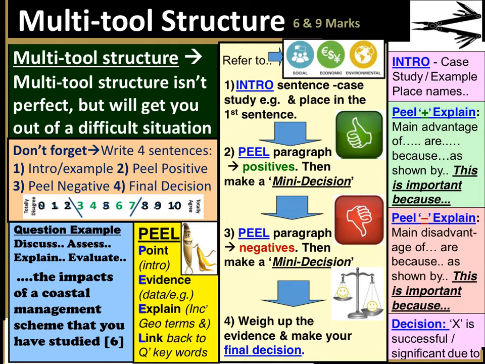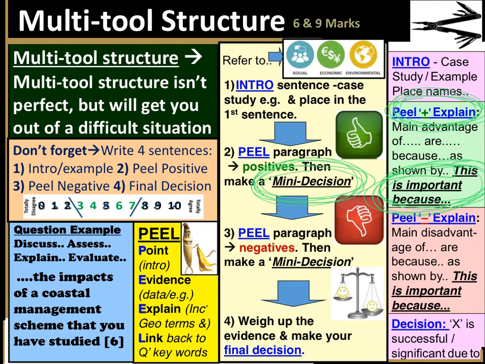Number 2 is your PEEL and your positives, and then you're going to make a mini decision. Your mini decision is often the bit that students miss out. So let's see how this looks. So PEEL, explain and your positives. The main advantages of something are: this is because, this means that, as shown by, pop some data in there, give some examples and you'll be fine. Your mini decision is this bit here where it says this is important because, or this is significant because.